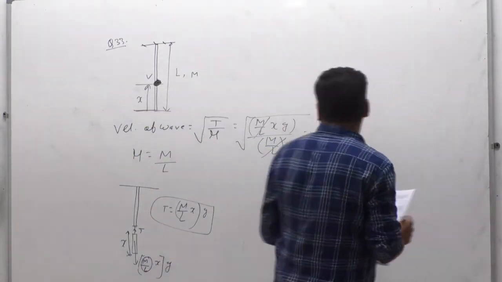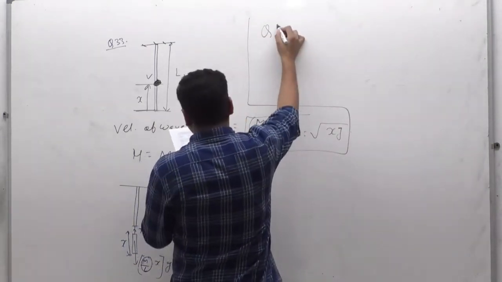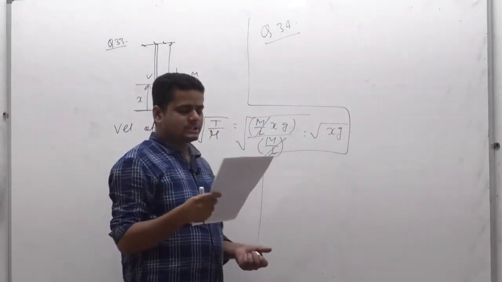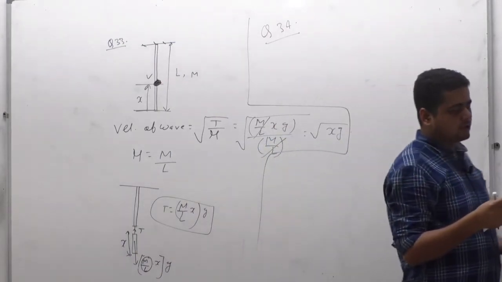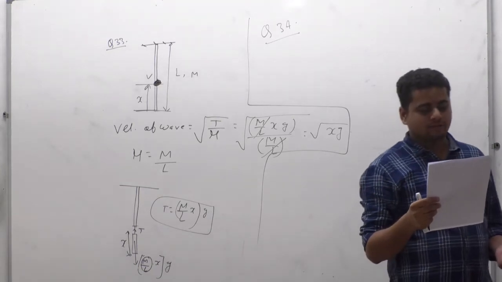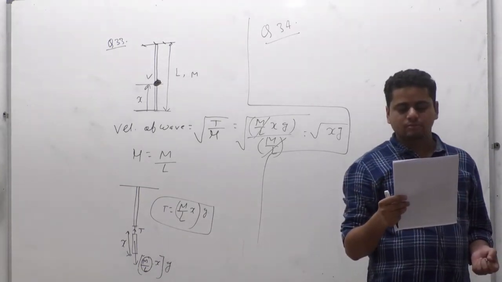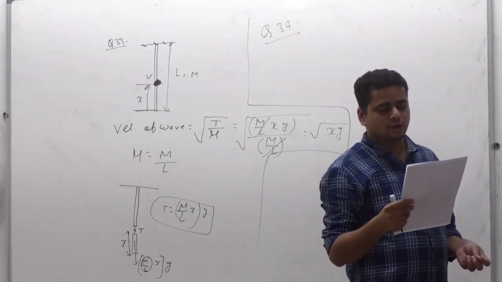Okay. Next is question number 34. Question 34, what is given? A compound microscope has an objective lens with a focal length of 1.5 centimeter and eyepiece of focal length 5 centimeter. It is focused on an object which is at a distance of 1.8 centimeter from the objective lens. The length of the microscope at normal adjustment is.